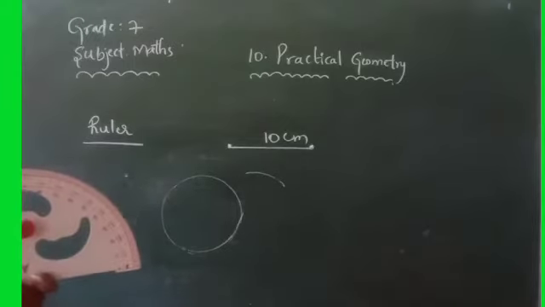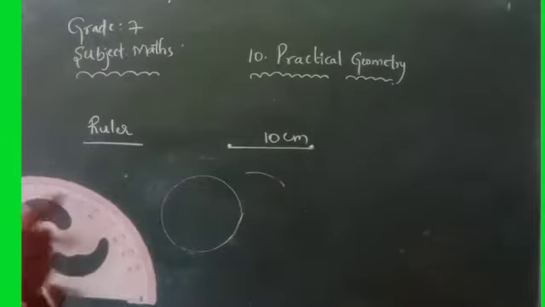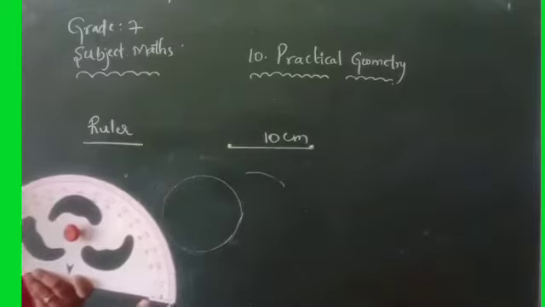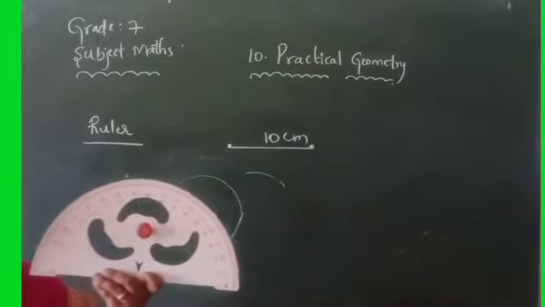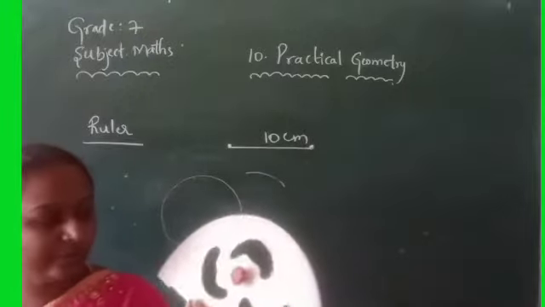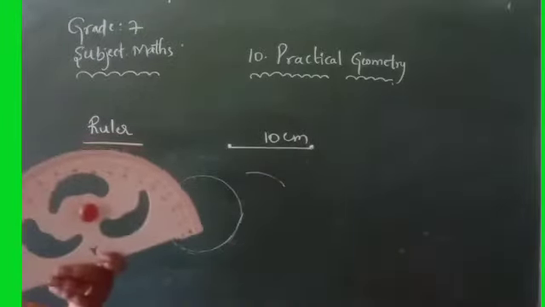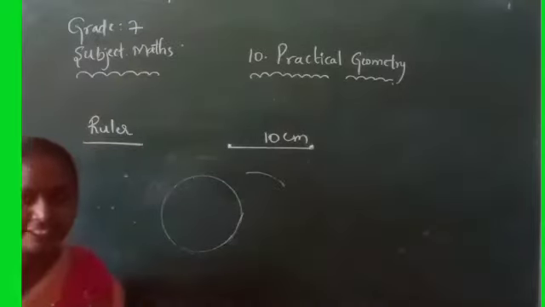The measure starts from 0 degrees on the right side and ends with 180 degrees. Similarly, if it starts on the left side at 0 degrees, it ends with 180 degrees. So why do we use this protractor? To draw and measure angles. So how do we draw a 30 degrees angle?